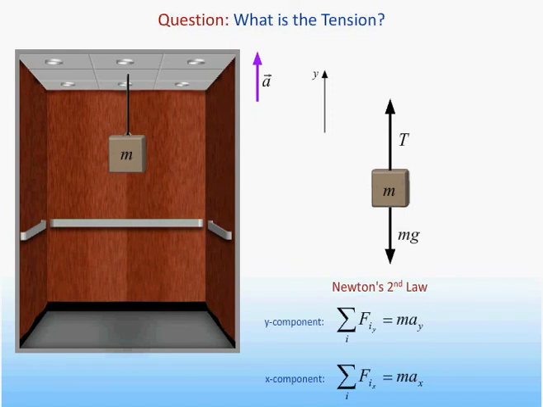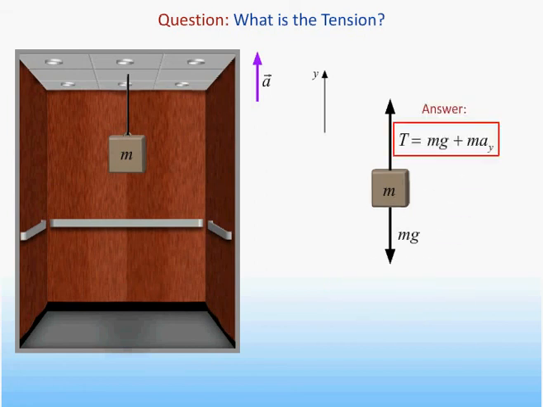In our case, all of the forces act along a single direction so that we only have one equation to solve. The force on the box due to the rope is T in the plus y direction, and the force on the box due to gravity is mg in the minus y direction. Therefore, the total force on the box in the plus y direction is equal to T minus mg. Substituting this expression for the total force in Newton's second law yields the result that the tension is equal to the weight of the box plus the product of the mass of the box and its acceleration.